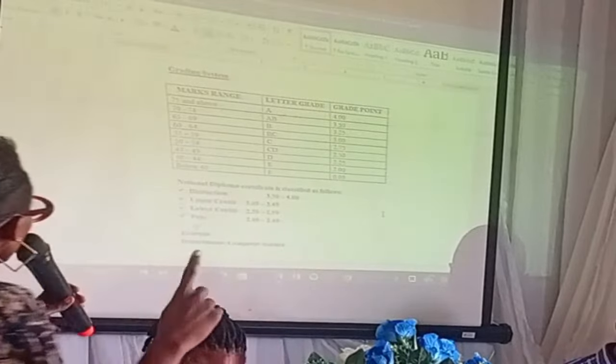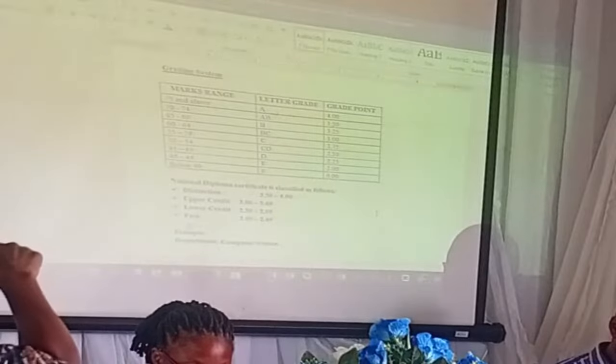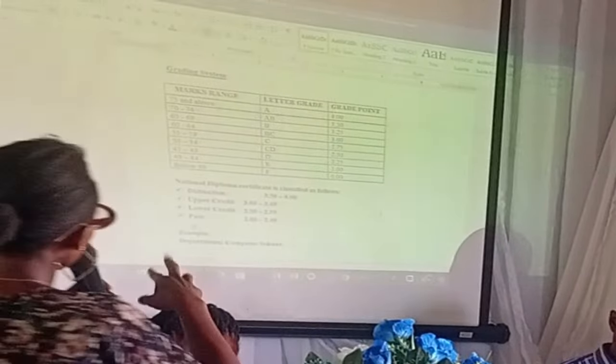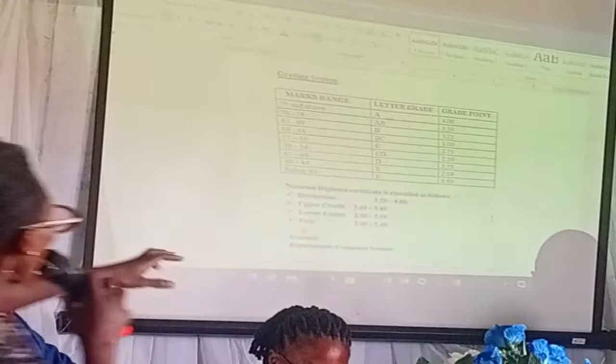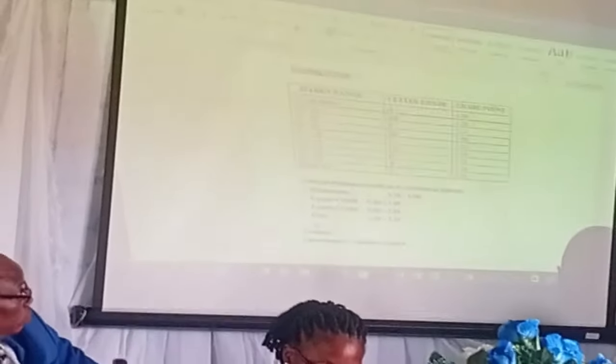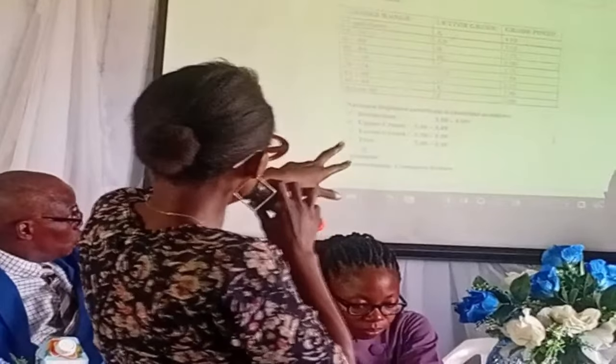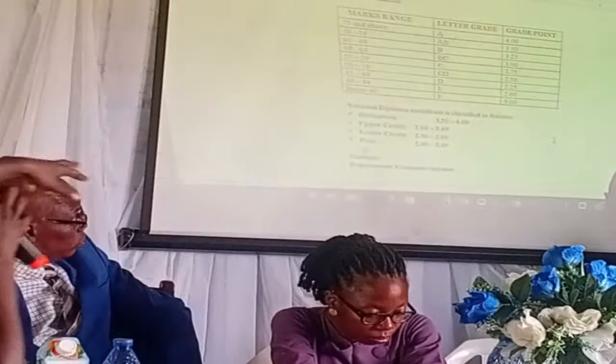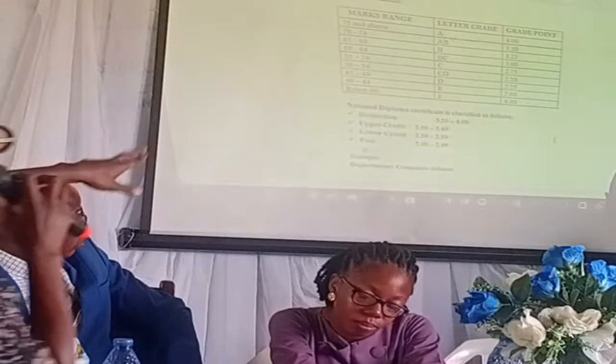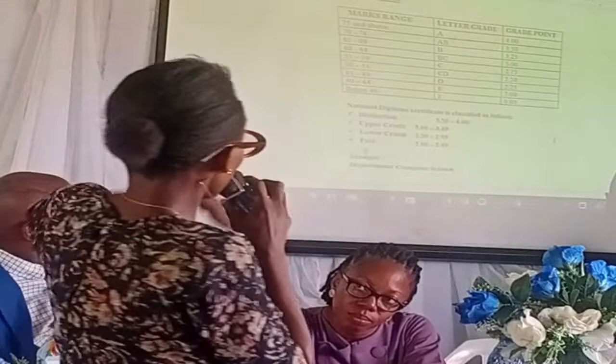The next one is 60 to 64, then the point is 3 points. The next one is 55 to 59, then the letter grade is C, and the grade point is 2.75. The next one is 50 to 54, the next is C, then the point is 2.50. 45 to 49 is D, then the point is 2.25.